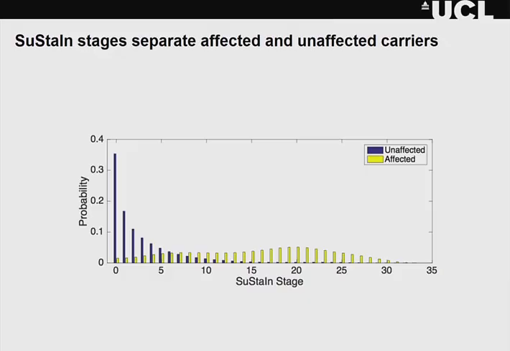We also looked at the distributions of the stages in different diagnostic groups. Here, the graph shows the probability that an individual belongs to a different stage in the model. What we see is that the unaffected carriers in blue tend to be at early stages, whereas the affected carriers in yellow tend to be at later stages.